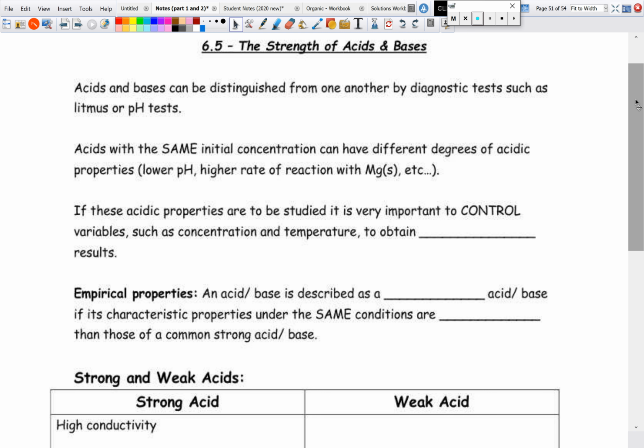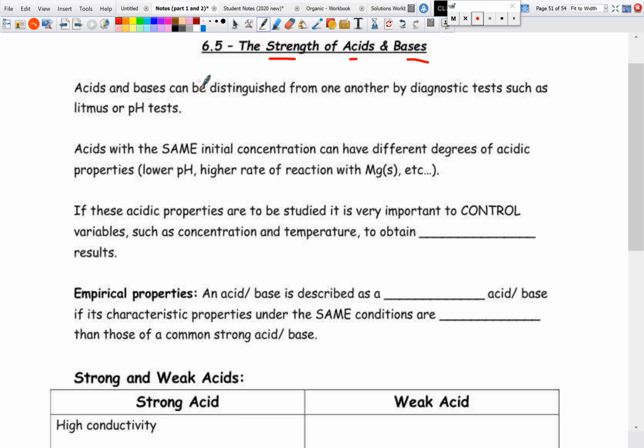Alright, welcome back to our second last lesson of our solutions unit, and this is where we're just going to be looking at very briefly the strength of acids and bases, because not everything is going to be a strong acid or a strong base. So we're just going to look at how we actually measure the strength of acids and bases.